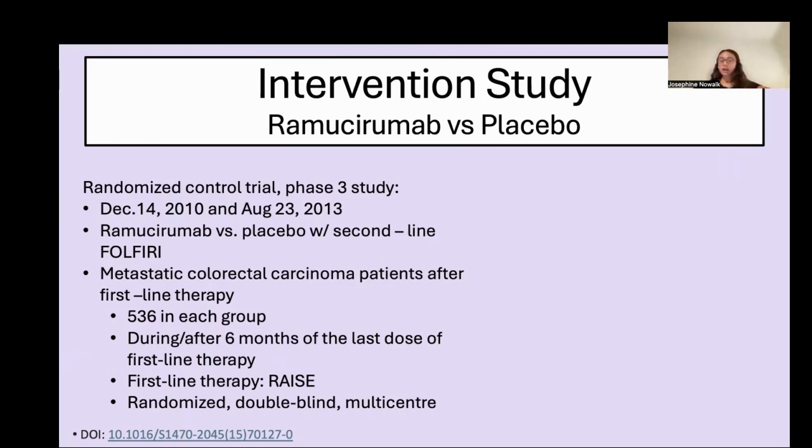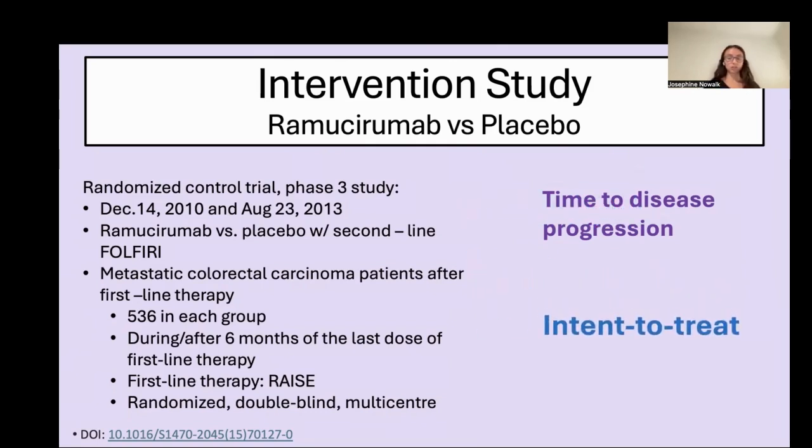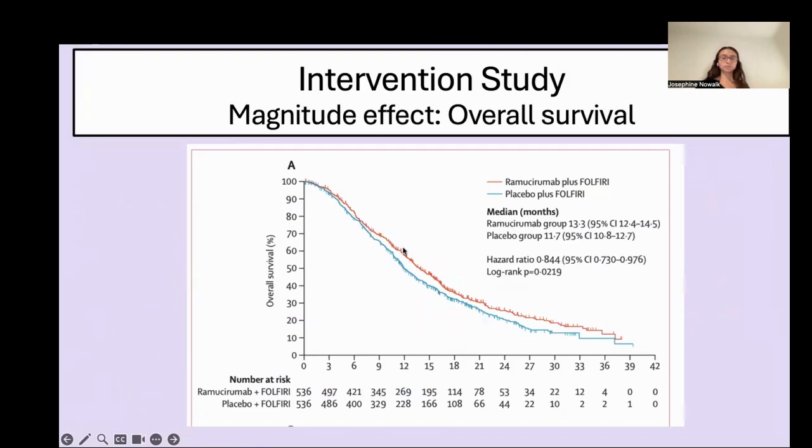So this was randomized, double blind, and multi-centered. One of the things they did to keep it randomized was to stratify by time to disease progression after starting the first line treatment of the participants. And the primary endpoint was overall survival in the intention to treat population.